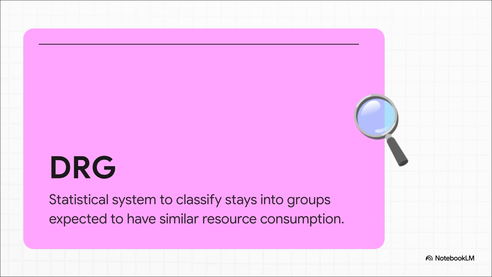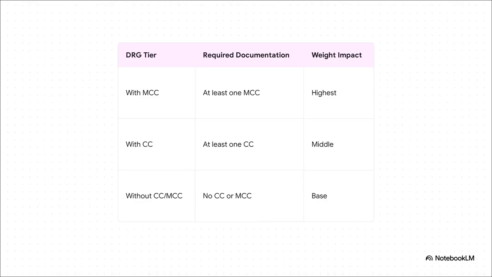This setup allows for a fixed, prospective reimbursement. Basically, you know exactly what you're going to be paid before the patient even discharges. And really, that's the only way a modern hospital can accurately forecast its financial survival. Now, let's break down how this actually builds into the payment structure.